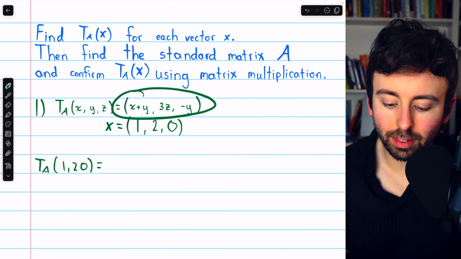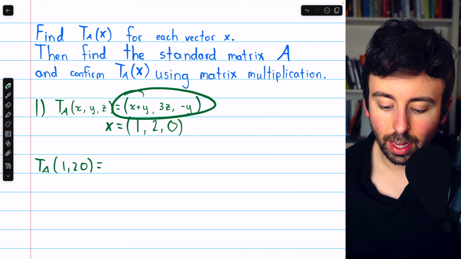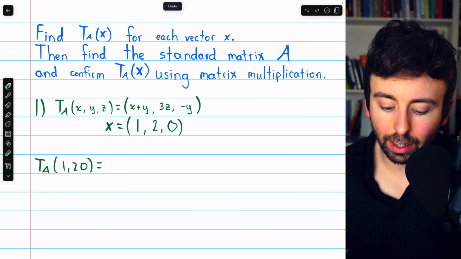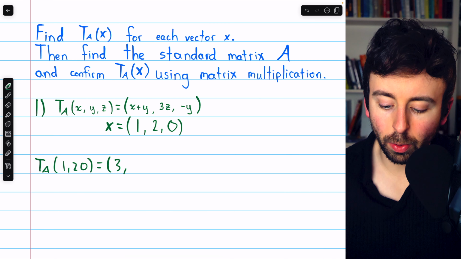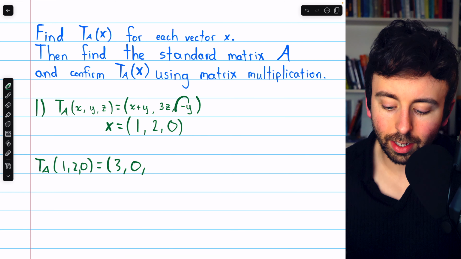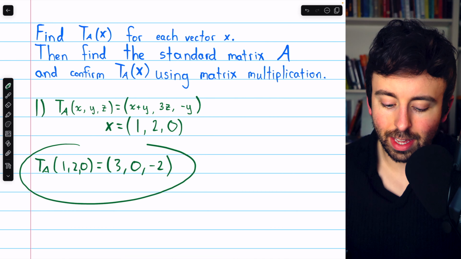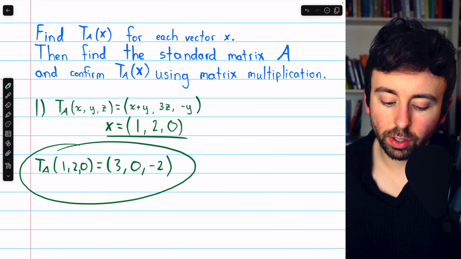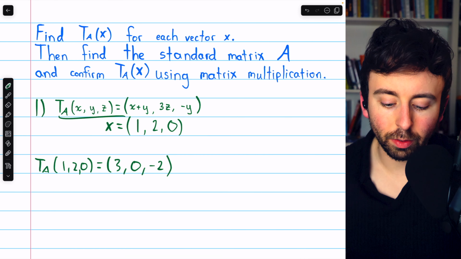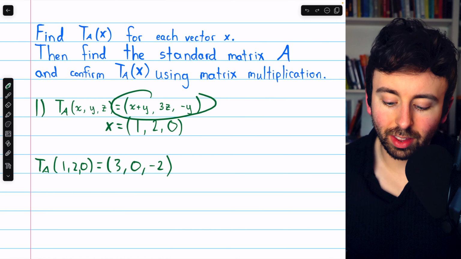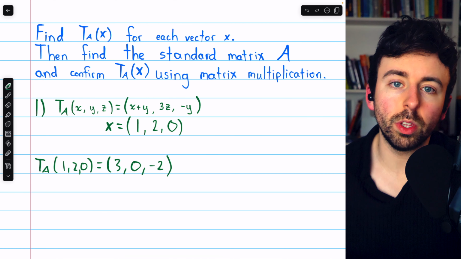We can look here to see how the transformation operates. The first component will be x plus y. So x plus y, that's 3. The second component will be 3z. Z is 0, so 3z is 0. The third component is negative y. Y is 2, so negative y is negative 2. That is the image of the vector (1, 2, 0) under this transformation. We can evaluate it with this equation, but we could also use matrices.